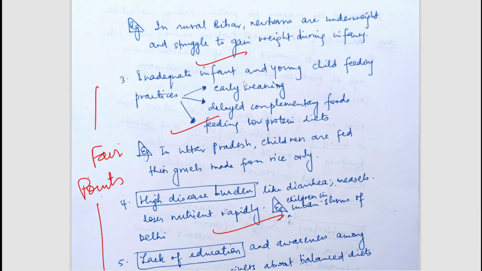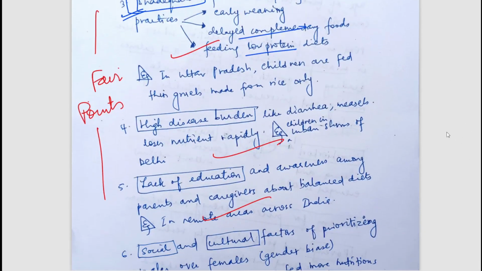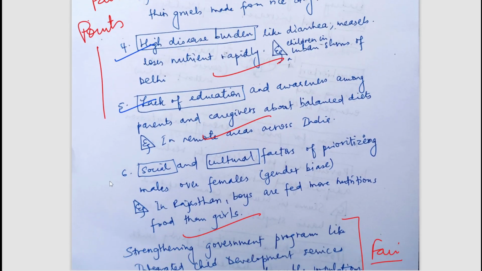There are inadequate infant and young child feeding practices. The child feeding practices in young children, especially under 5, are not proper. This leads to delay in protein diets, delay in complementary foods, and an inability to feed fresh, hygienic foods. So these all lead to problems. There is high disease burden, there is lack of education, and there are various social and cultural factors. So all these things are the various causes of protein energy malnutrition.